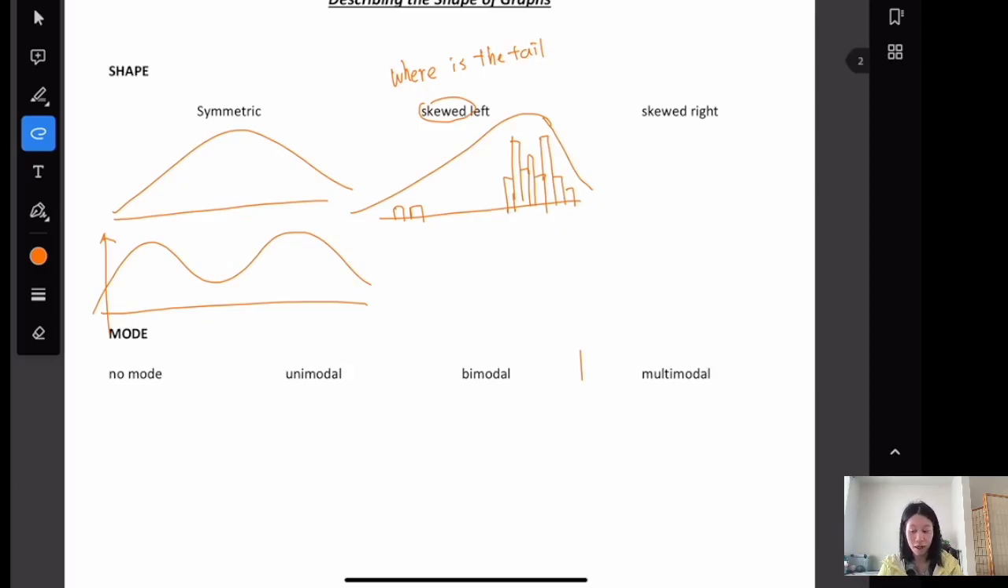For skewed right, we will see data like this. Most of the data is on the left and some is on the right, so this is skewed right. The long tail helps you to identify the skew.